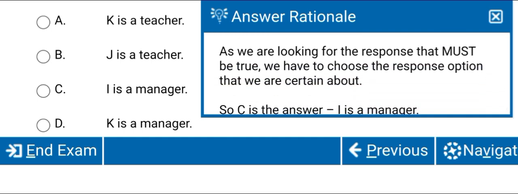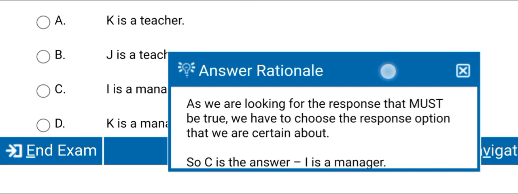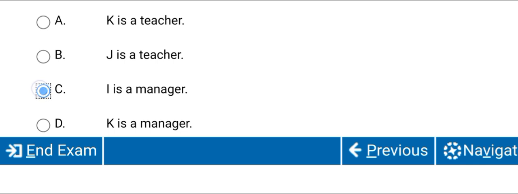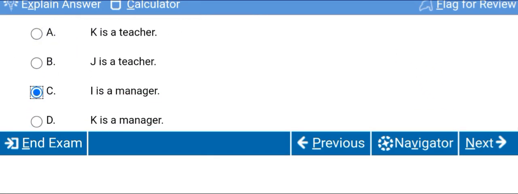As we are looking for the response that must be true, we have to choose the response option that we are certain about. So C is the answer. That means I is a manager. This must be a true statement from the options given.